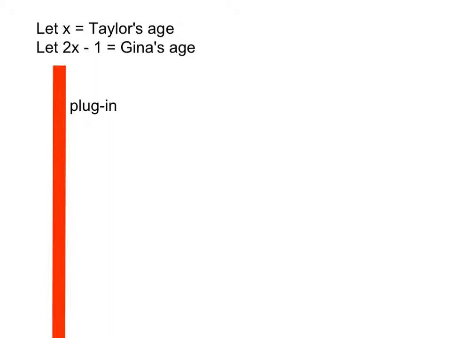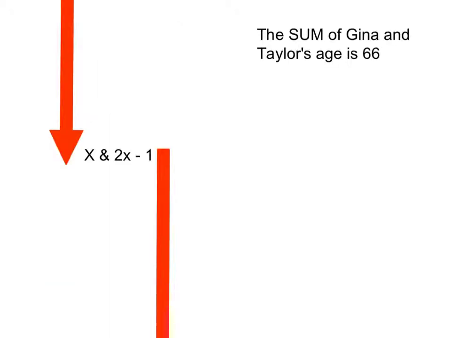So now we're going to plug in. When you plug in, you're going to take out the x and find what they both are so you can put them in the equation. So the product of Gina and Taylor's age is 66. So basically these two numbers right here are going to be multiplied together, and their product equals 66.